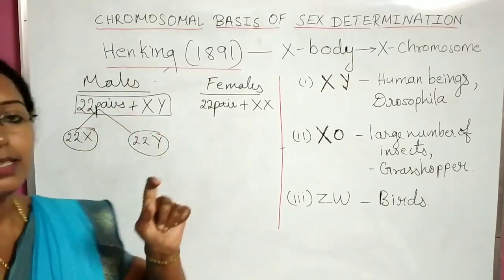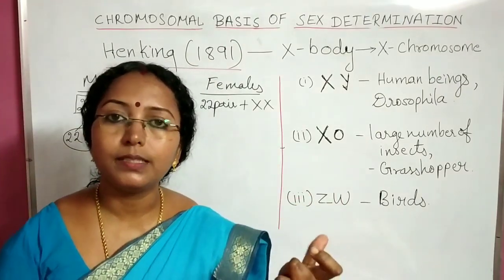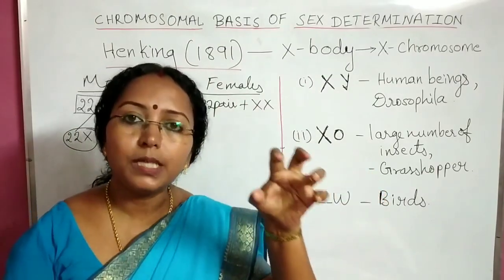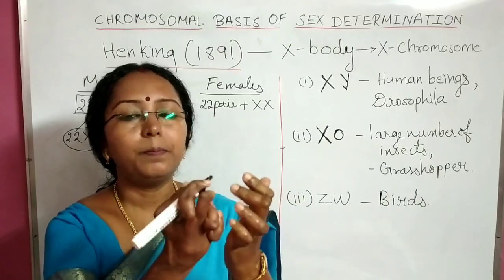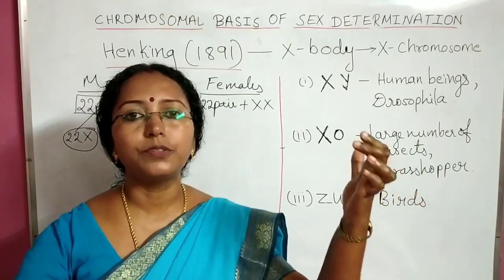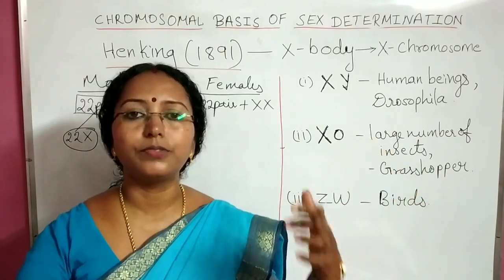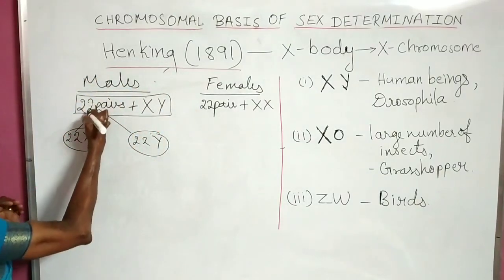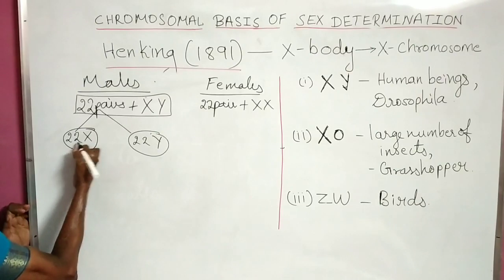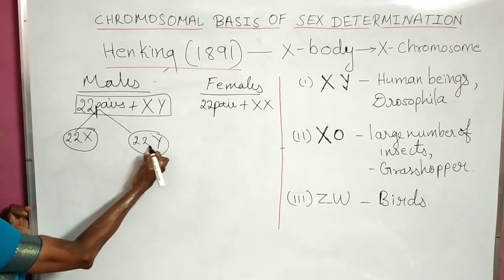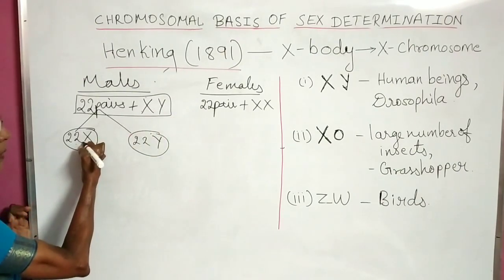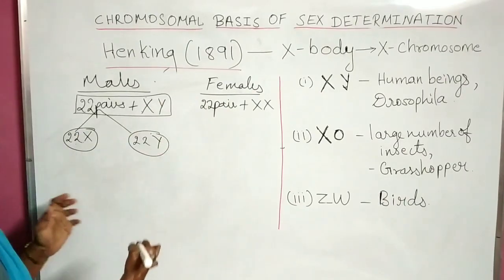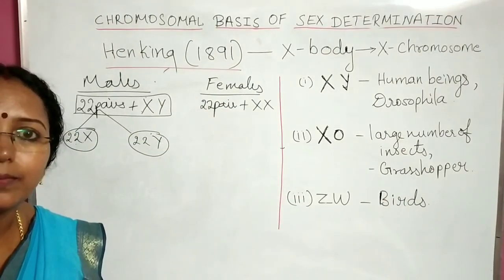This cell is destined to become a gamete. Its destiny is to become a gamete. If it is destined to become a gamete, what happens? The pairs will separate into different cells or to different gametes. So 22 pairs were there. Pairs got separated into 22. And then X and Y also got separated. X went with one gamete. Y went with another gamete.